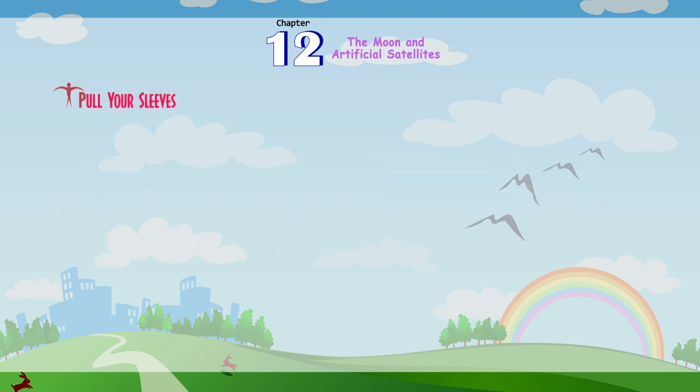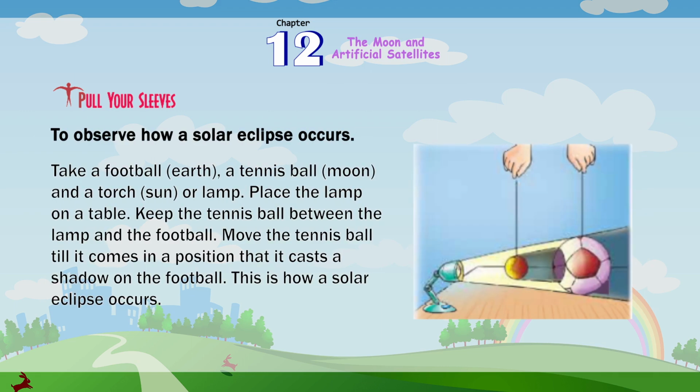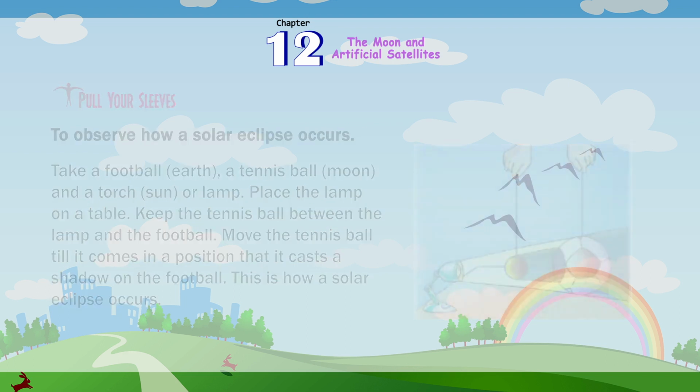Pull up your sleeves. To observe how an eclipse occurs, take a football, Earth, a tennis ball, Moon, and a torch, Sun, or lamp. Place the lamp on a table. Keep the tennis ball between the lamp and the football. Move the tennis ball till it comes in a position that casts a shadow on the football. This is how a lunar eclipse occurs.